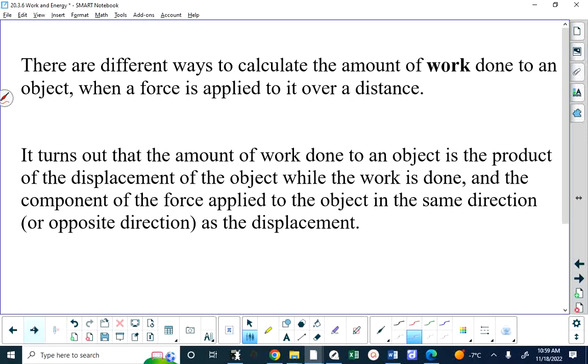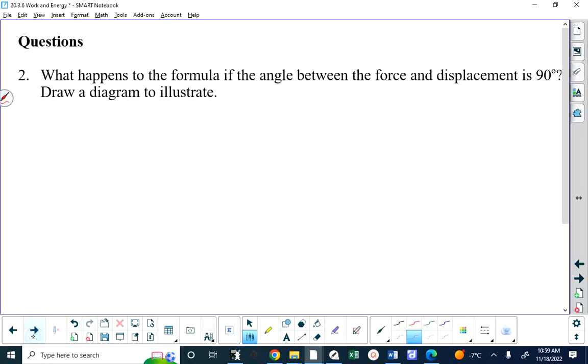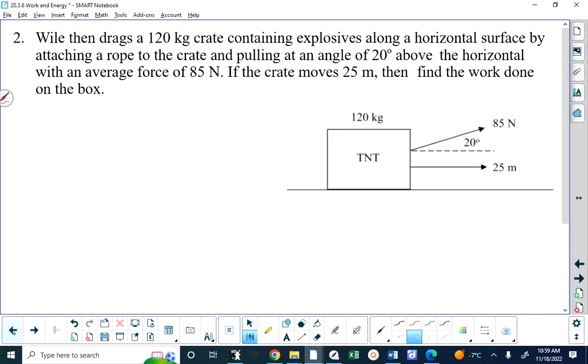But you have to use the component of the force that's in the same direction as the displacement. So a classic example, and I'm going to jump ahead here. Don't worry about anything else. Just look at this situation here.